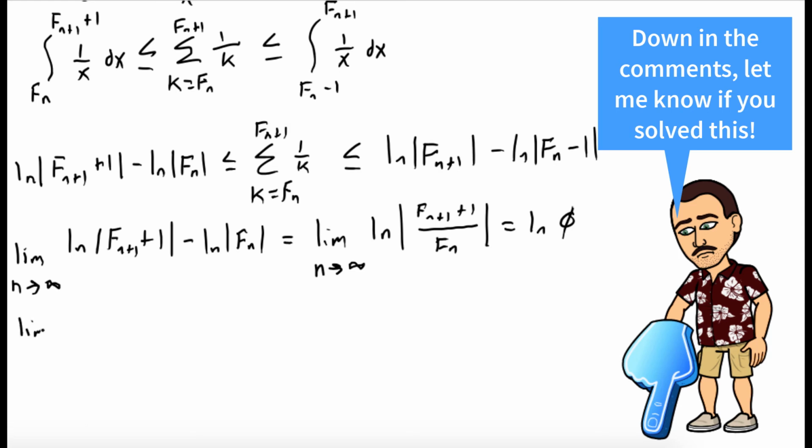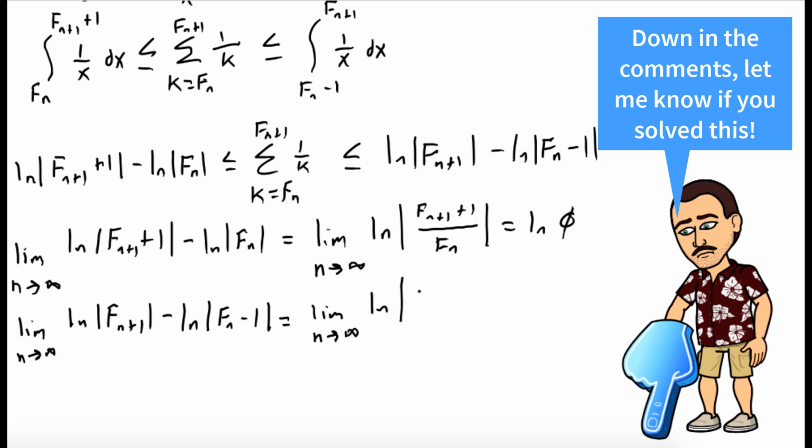Isn't that crazy? And now let's do the same thing with the upper bound. And you could imagine we're going to get pretty similar results. So it's the limit as n goes to infinity of the natural log of Fn plus 1 minus the natural log of Fn minus 1. Again, a difference of natural logs is just the natural log of the quotient. And as with above, using fact 1, we get the natural log of phi.